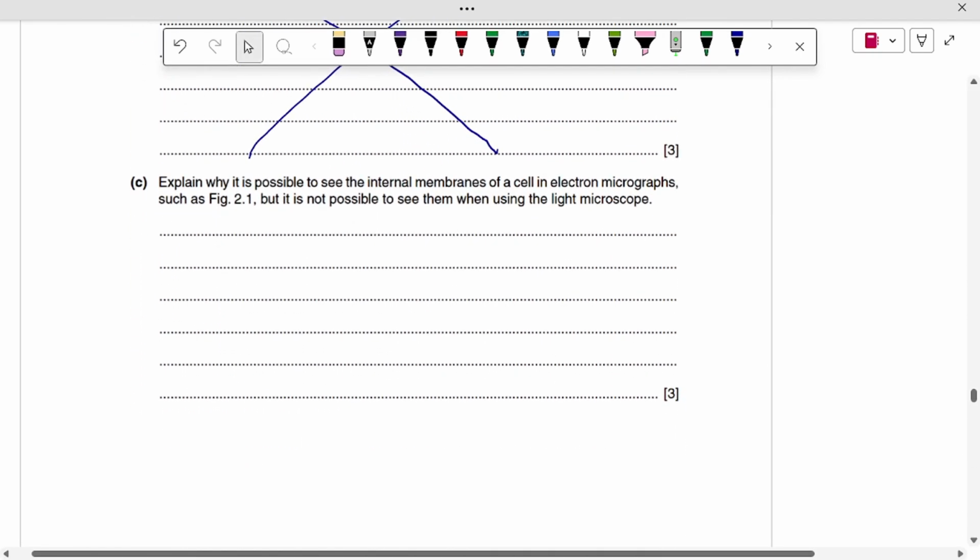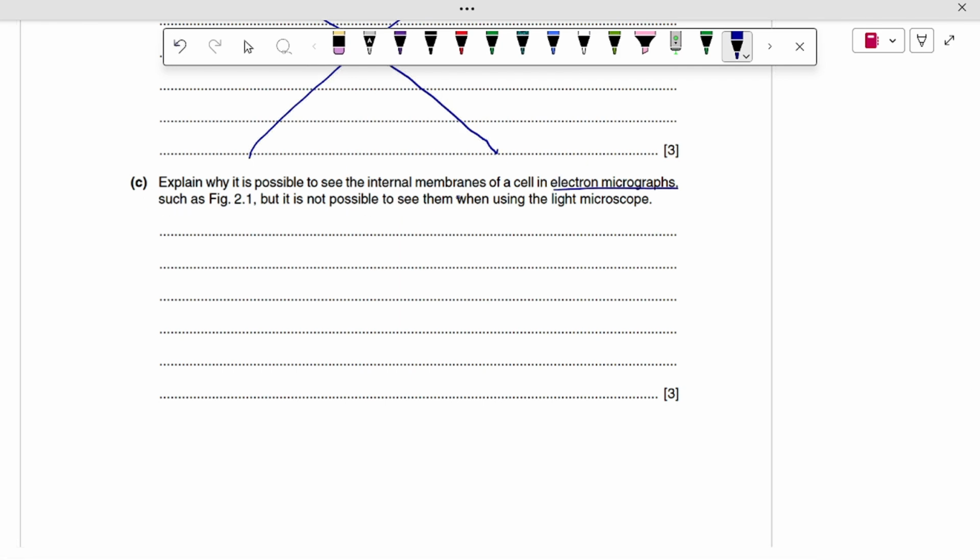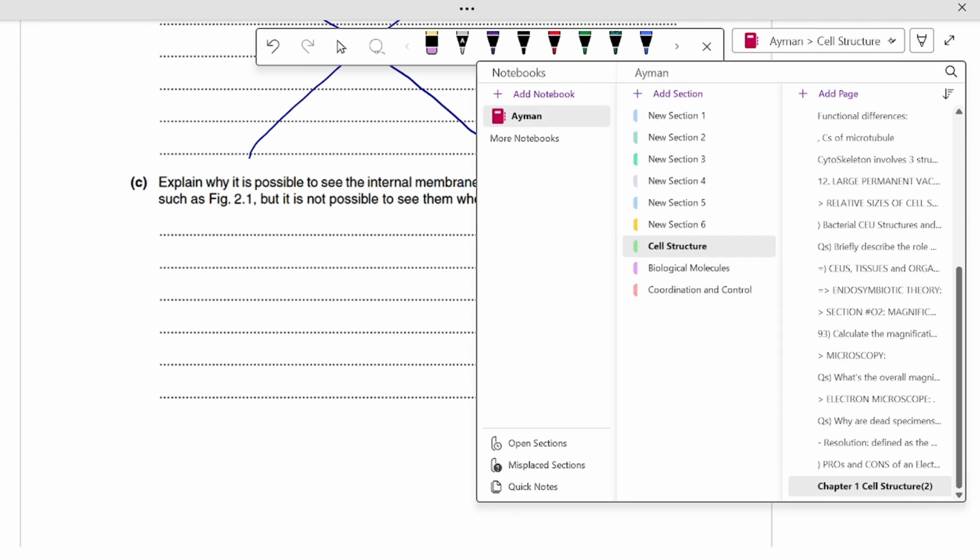Explain why it is possible to see the internal membrane of a cell in an electron microscope such as figure 2.1 but it is not possible to see them when using light microscope. So आपको याद होगा last topic that we did was pros and cons of electron microscope. So pros में हमने क्या लिखा था?